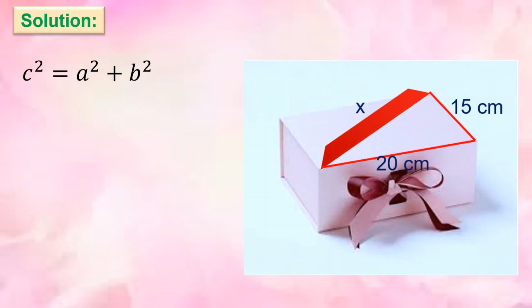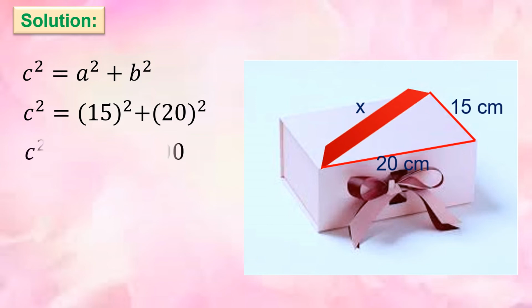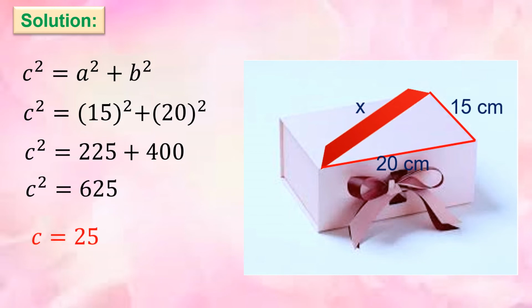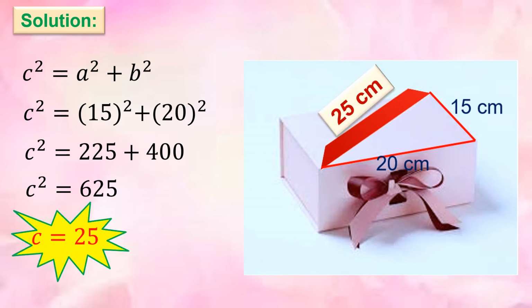To solve for side x, since we are computing for the hypotenuse, we are going to use c squared is equal to a squared plus b squared. Substituting the values for a and b, we have 15 squared plus 20 squared is equal to 225 plus 400. Adding it up, it is equal to 625. And the square root of 625 is equal to 25. So therefore, the length of the ribbon is equal to 25 centimeters.